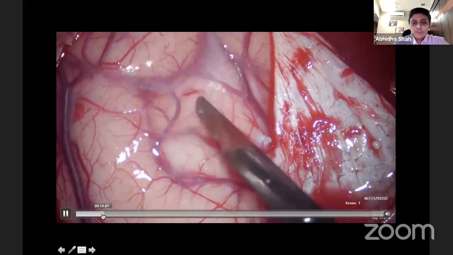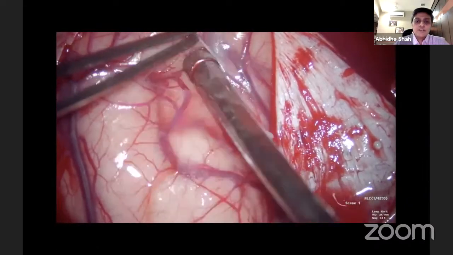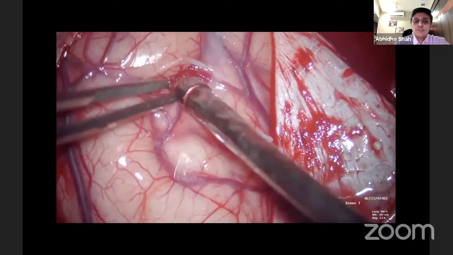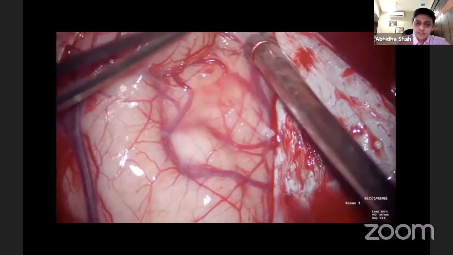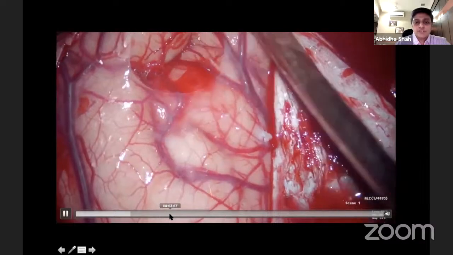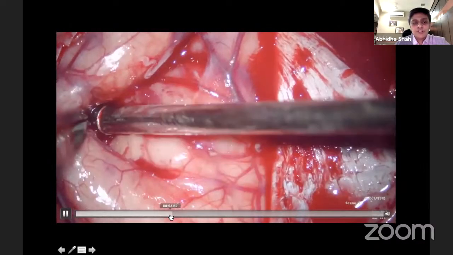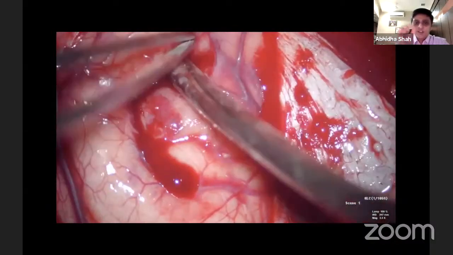So again, another video. We have identified the glioma visually. Of course, we can use sonography and neuronavigation, but nowadays we are just using them as confirmatory tools because we are able to identify them on anatomical basis and by visual impression. No need of any fluorescence or any such things. You know the anatomy, you know where the tumor is lying, and you go in and remove that tumor.